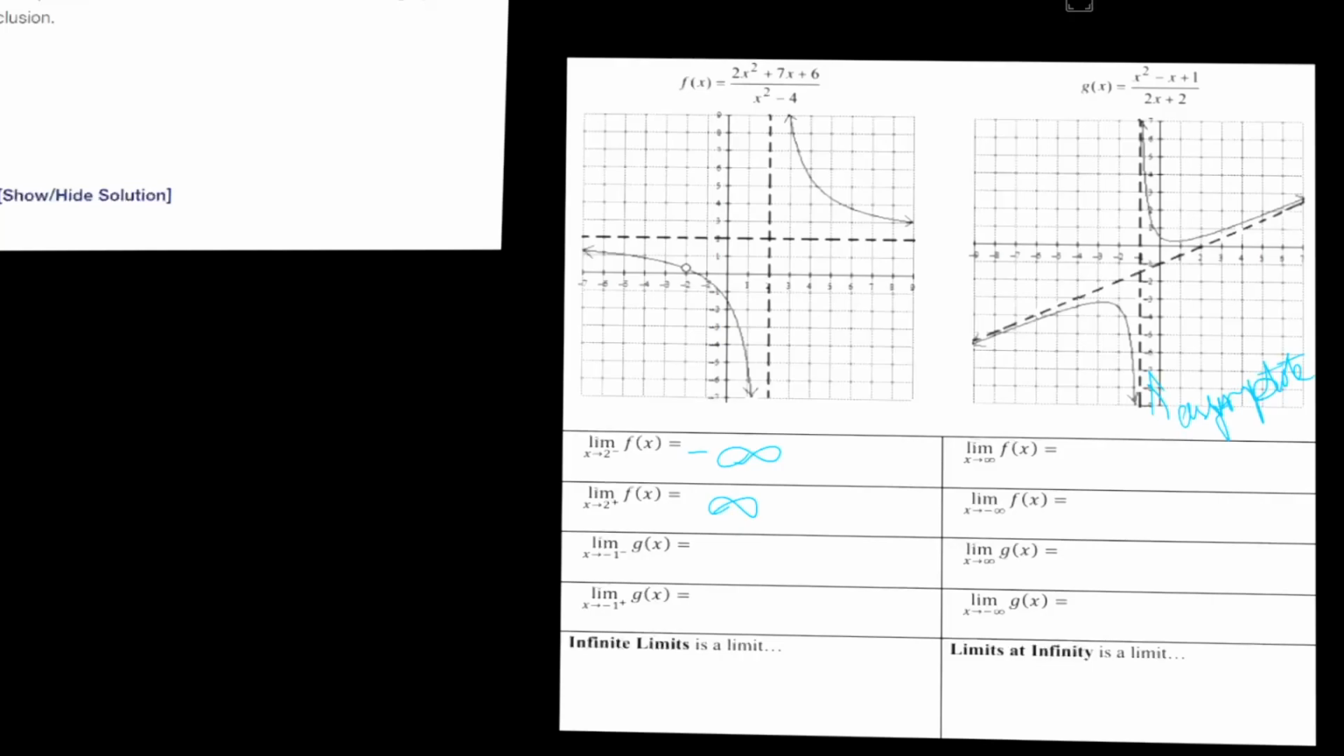Anyways, from the left side, what's happening to the graph? It's going down. It's going to go to negative infinity. From the right side, it's going up, and it's never going to cross this line that's x equals -1. So that's also going to go to infinity, but in the positive direction.